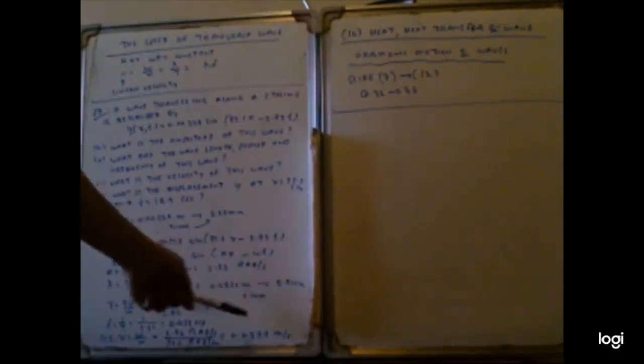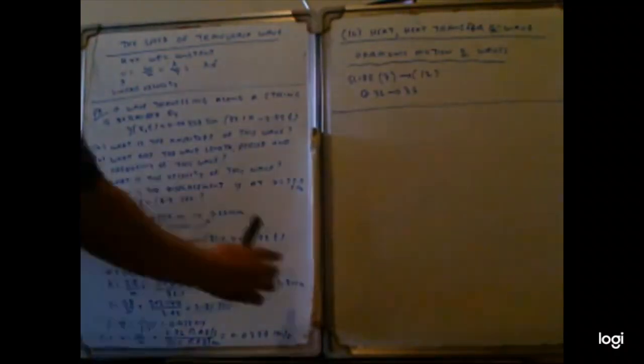So the wavelength lambda can be calculated as 2 pi by k. That is 2 times 3.14 divided by 72.1, so you get 0.0871 meter. Multiply by 1000, you get 8.71 millimeter.